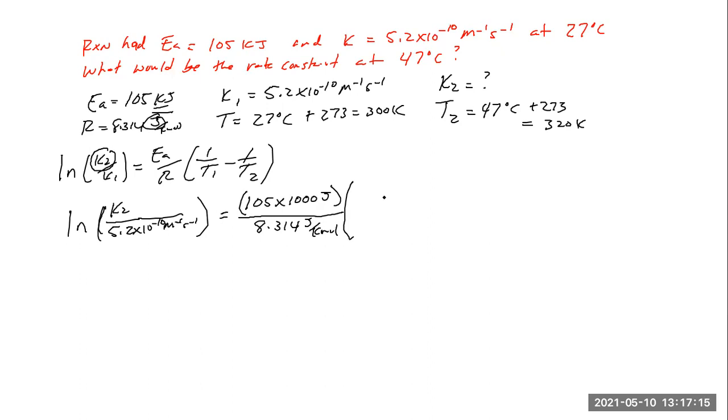Our 1/T1, which should be this guy, is 1 over 300 minus our 1/T2, which is 1 over 320. All right, so in this case we can clean up everything on the right-hand side. So 1 divided by 300 minus 1 divided by 320. We're then going to multiply it by 105 times 1,000. And then finally, we're going to divide it by 8.314. That's going to give us the natural log of K2 over 5.2 times 10 to the minus 10.